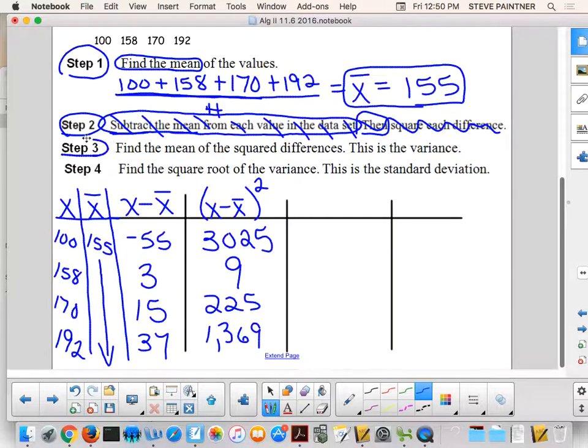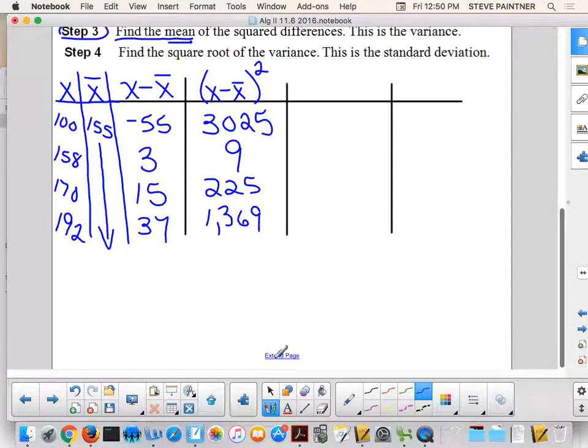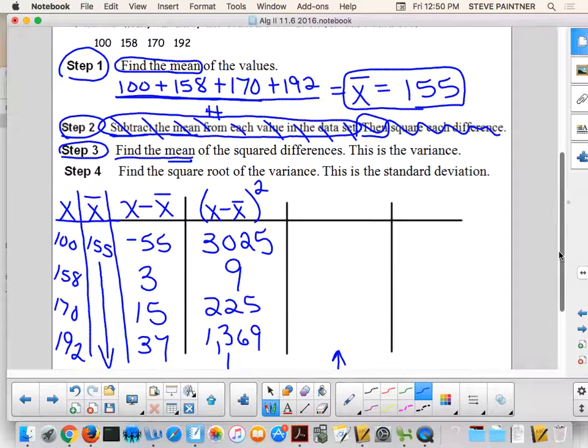Okay. Step 3. Remember, this is all steps to find standard deviation. Now it says find the what? Mean. What does mean mean? Average. Okay. Find the average of the squared differences. These are the squared differences. So they're telling you to take these numbers and find the average and put them in this column. And this column is now called, says right here, this is called the what? Variance. That's what we call this column.